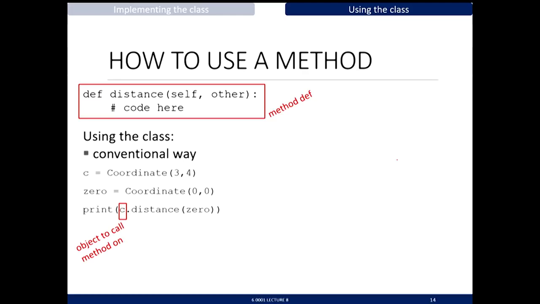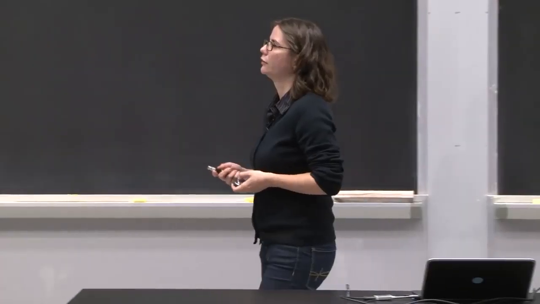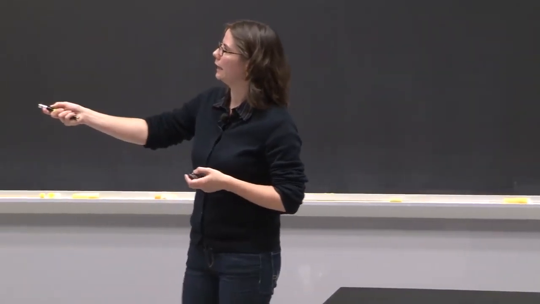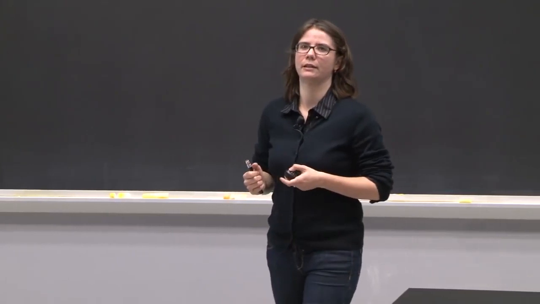So Python says this object c is of type coordinate. It's going to look up the class coordinate that you defined. It's going to find this method called distance, and then it's going to ask what parameters it takes. It takes another parameter, for the other. And then in the parentheses, I just have to give it this other parameter.